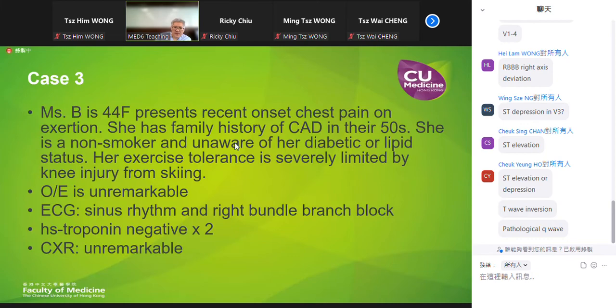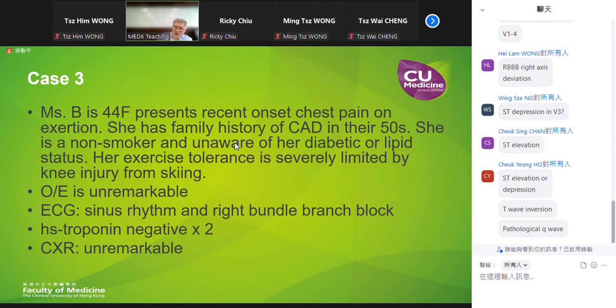Okay, so let's move on to the third case. It's Miss B, who is 44, presented with recent onset of chest pain on exertion. She has a family history of chronic disease in the 50s. She's a non-smoker. She's unaware of her diabetic or lipid status.